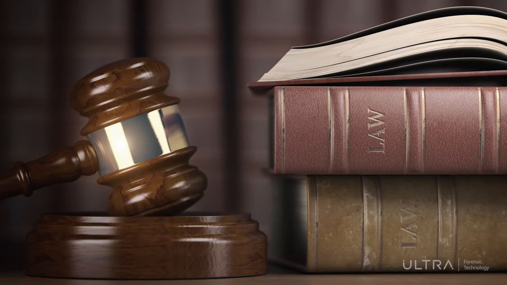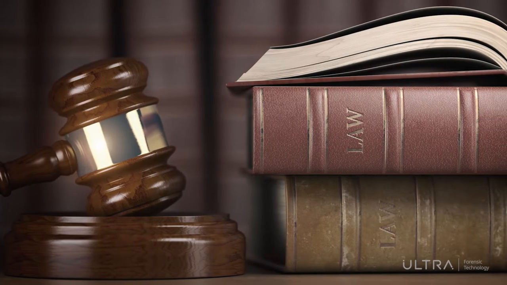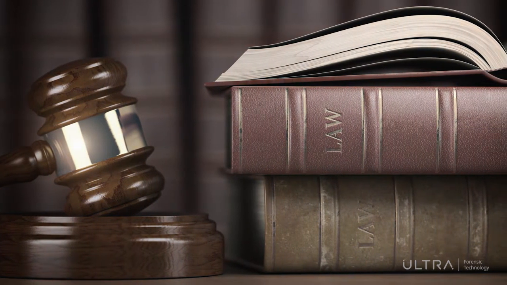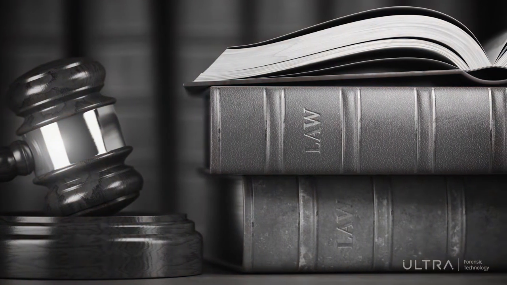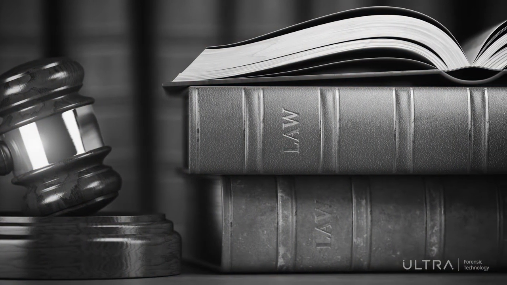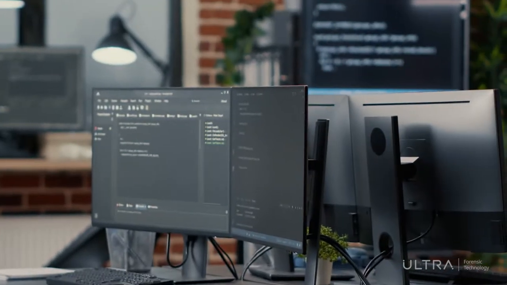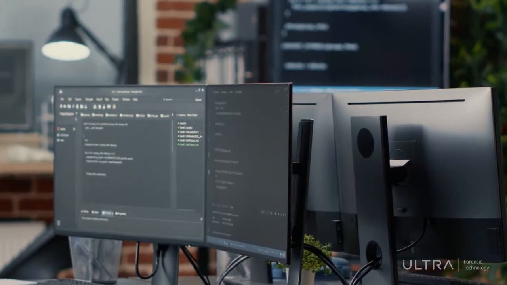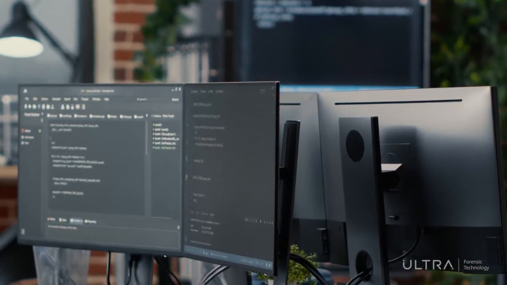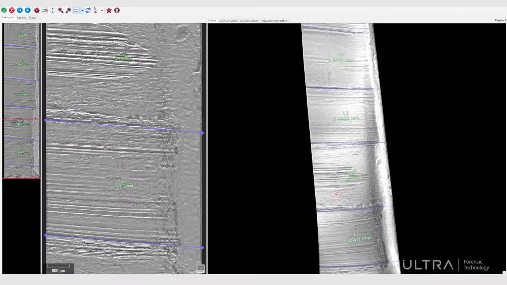In recent years, there has been increasing pressure for objectivity in expert conclusions, amid court concerns about reliability and a lack of a statistical foundation for these conclusions. As is often the case, we turn to technological innovation for solutions. The solution is 3D microscopy.